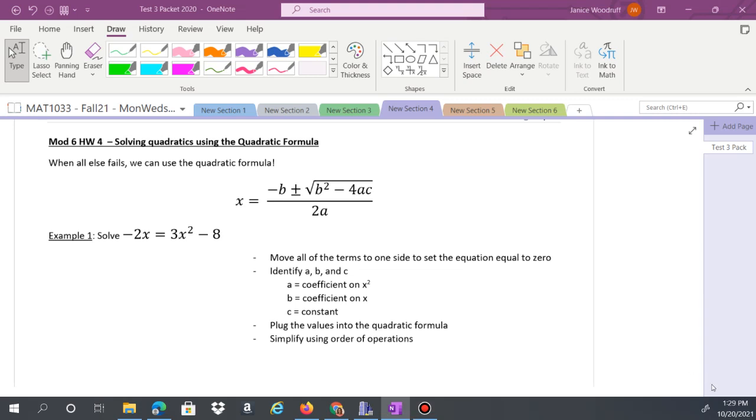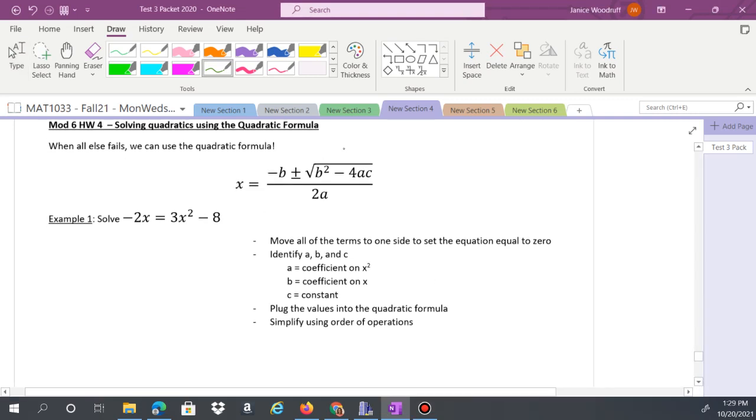All right, so basically what you're doing is you're identifying the values of a, b, and c, plugging them in, and then you're just simplifying, okay? So before you can do that, you do have to move everything to one side. So you have to set the equation equal to 0. Doesn't matter what side, okay?